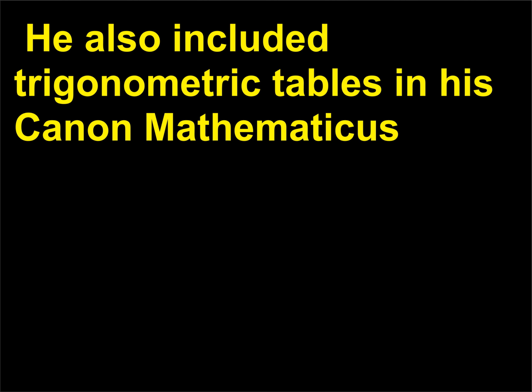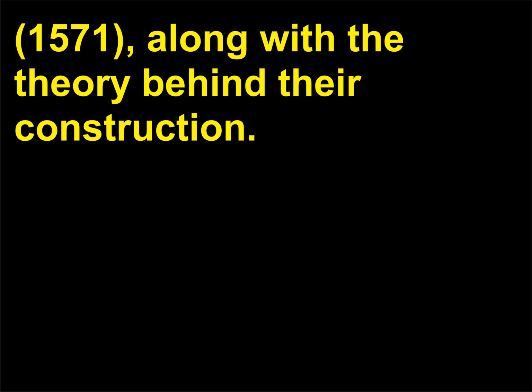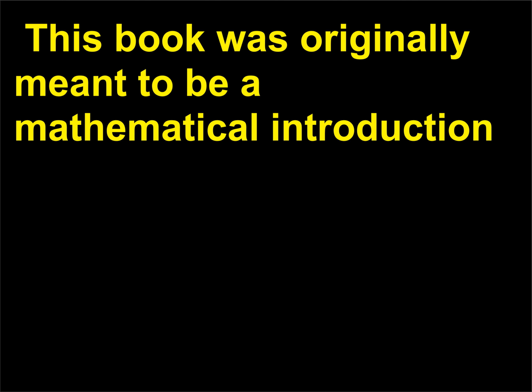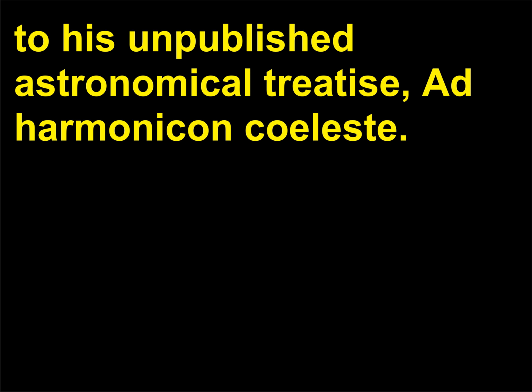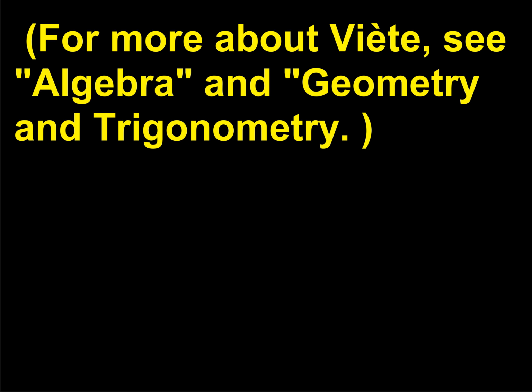He also included trigonometric tables in his Canon Mathematicus, 1571, along with the theory behind their construction. This book was originally meant to be a mathematical introduction to his unpublished astronomical treatise, Ad Harmonicon Coeleste. For more about Viète, see Algebra and Geometry and Trigonometry.